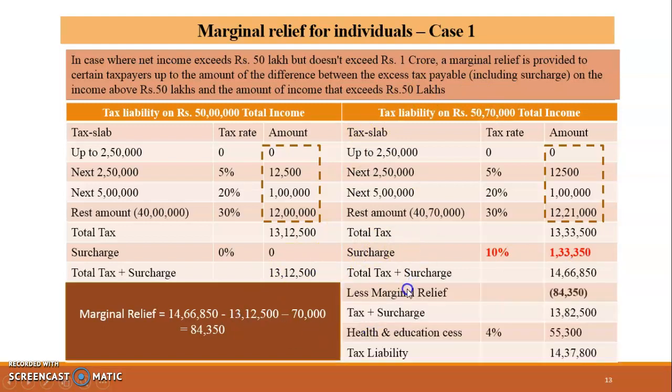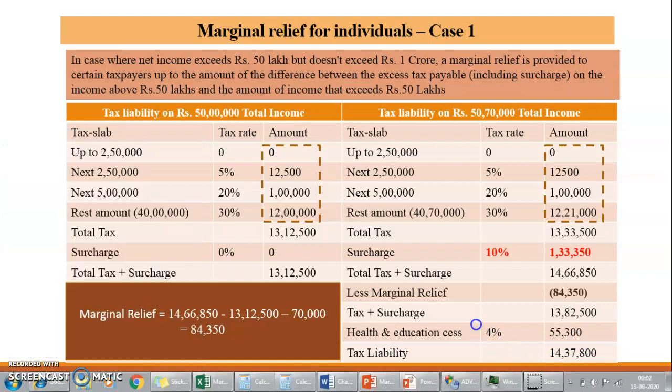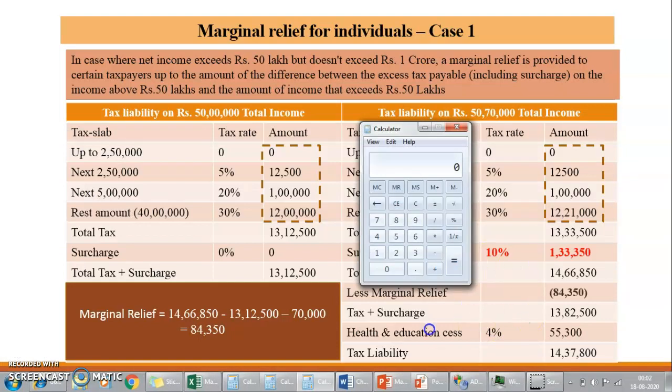Now you simply subtract this marginal relief from this total tax and surcharge amount, and this is the adjusted tax plus surcharge. After that, you will add the health and education cess at the rate of 4%. Then this is his total tax liability. You can also cross check the answer like this: adjusted tax plus surcharge is 13,82,500 minus total tax plus surcharge, that is 13,12,500. So this equals 70,000.